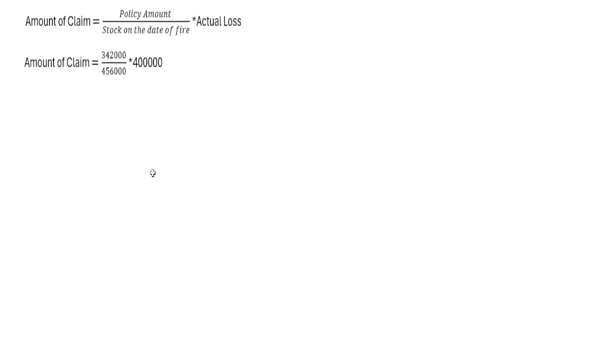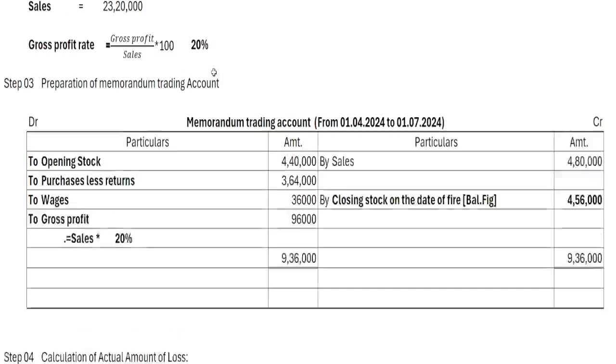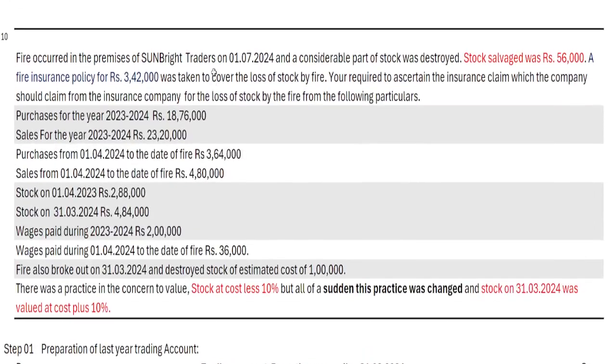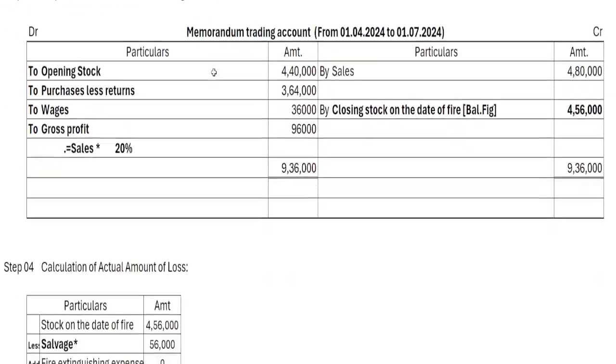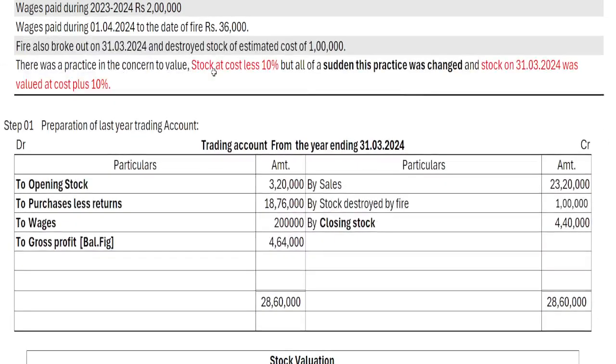Then we can calculate the amount of claim: policy amount divided by stock on the date of fire into actual loss. Here 3 lakh 42,000, the policy amount, divided by 4 lakh 56,000, the stock on the date of fire, into actual loss of 4 lakh, which comes to 3 lakhs. This is how we can calculate actual loss and amount of claim when stock is undervalued and overvalued.